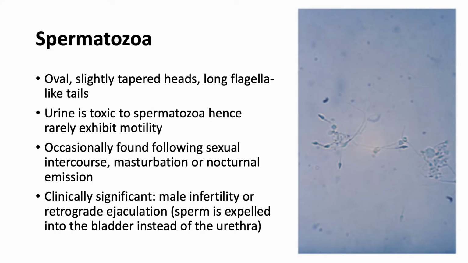Spermatozoa can also be identified in the urine. They appear oval in shape. They have slightly tapered heads with long flagella-like tails. Now, we know that urine is toxic to spermatozoa, hence rarely do they exhibit motility. So occasionally, the spermatozoa are identified following sexual intercourse, masturbation, or nocturnal emission. Now, they can be clinically significant in cases of male infertility or retrograde ejaculation. So this is when the sperm is expelled into the bladder instead of the urethra.